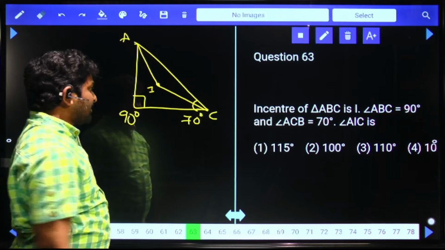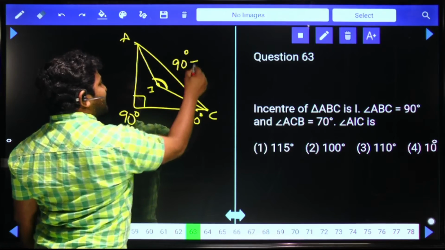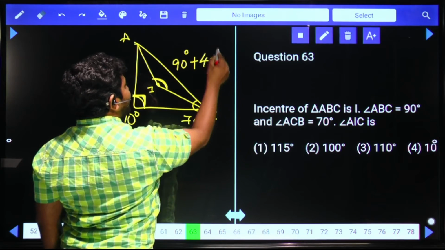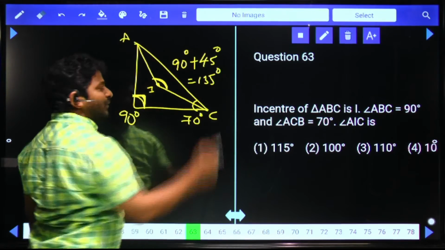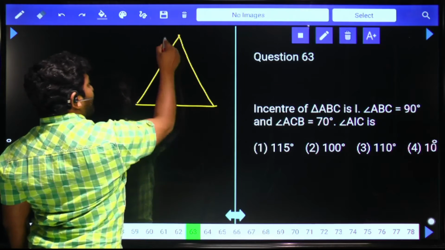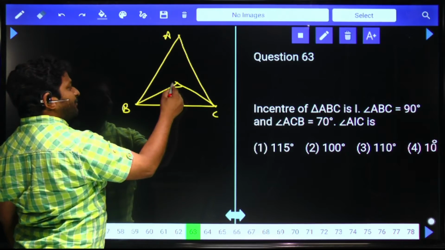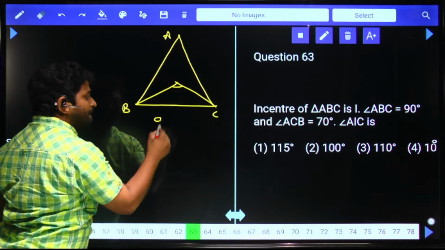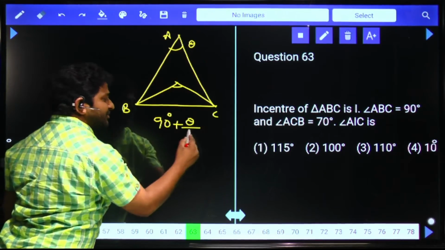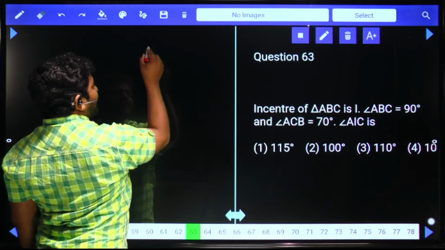There are multiple ways to answer the question. The angle at the incenter should be equal to 90 degrees plus half of angle B, that is 90 plus 45 degrees, which is 135 degrees. We have discussed a similar concept many times. If in triangle ABC the bisectors of B and C meet at point O, then the angle at O is equal to 90 degrees plus theta by 2, where angle A is theta. The similar concept we are using now.